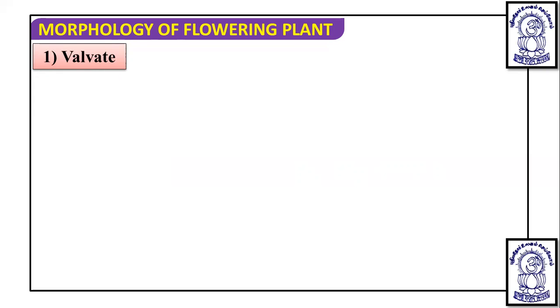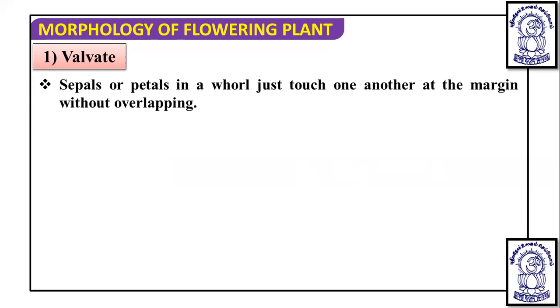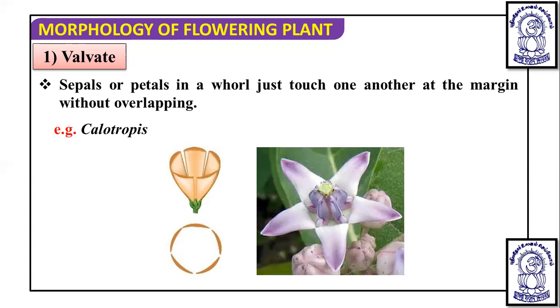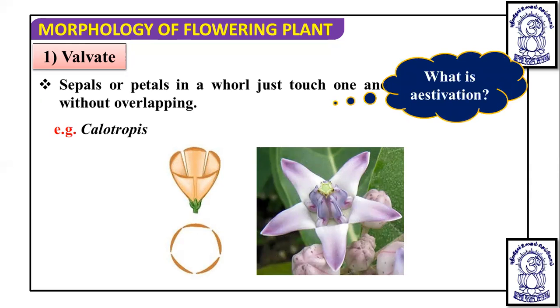If you see this valvate, the sepals or petals in a whorl just touch one another at the margin. Means here petals or sepals are lying adjacent to each other. They just touch one another at the margin without overlapping. Then such type of estivation is known as valvate estivation. This is seen in case of the calotropis. So here you can see this is the diagram.